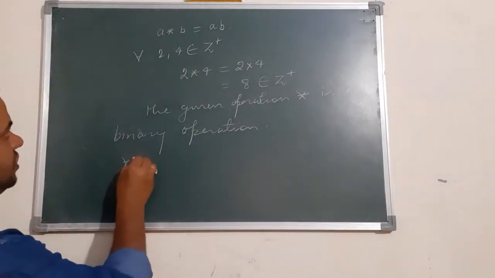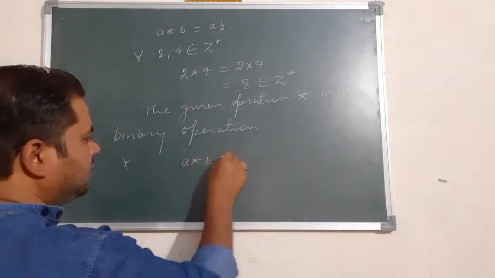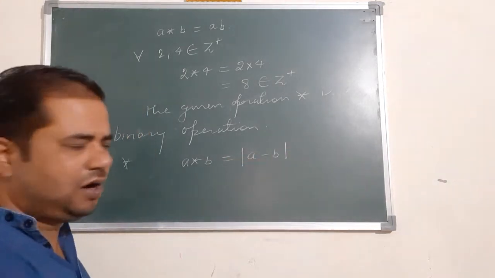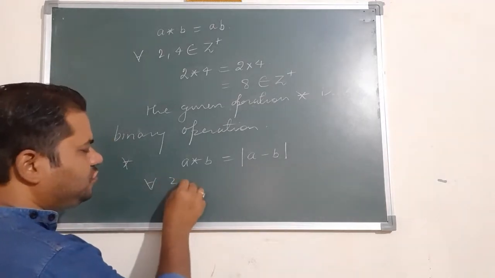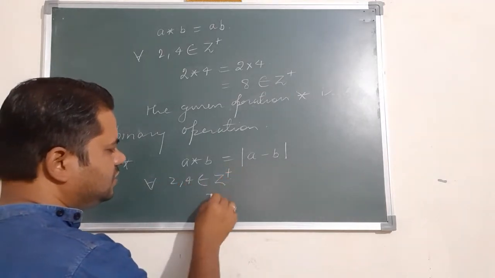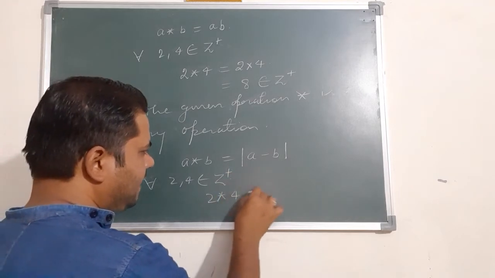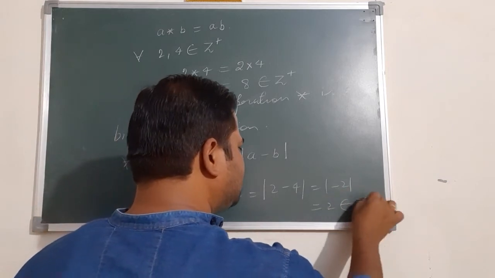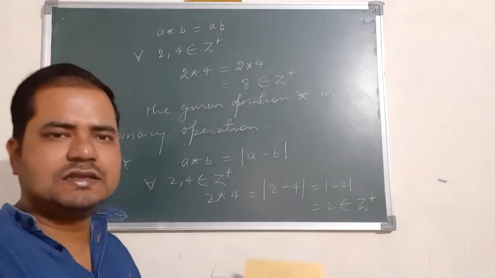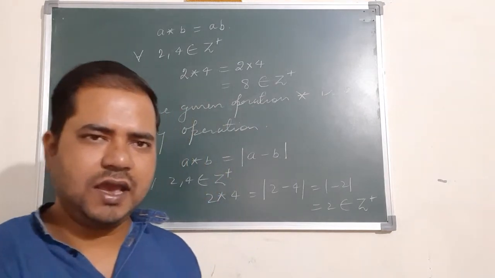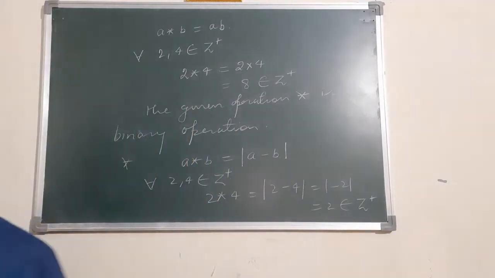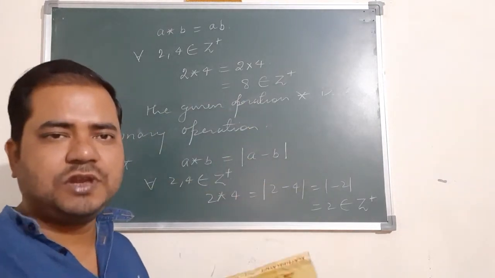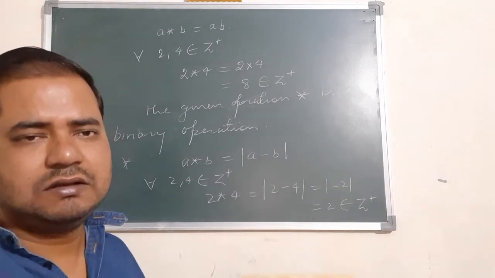Suppose in the same question, A star B is equal to A minus B. This is not a binary operation, but if we put mod here, then for each 2, 4 belongs to Z plus, 2 star 4 is mod of 2 minus 4, this is mod of minus 2, this is positive 2 belongs to Z plus. Hence, this is a binary operation. Okay, so please note it down and understand what I am saying here. This is pure mathematics, so please be careful how to understand it.